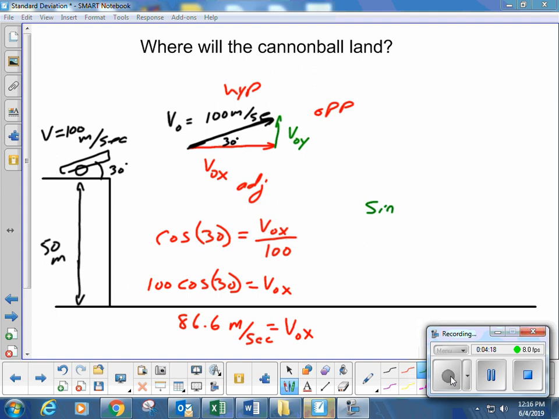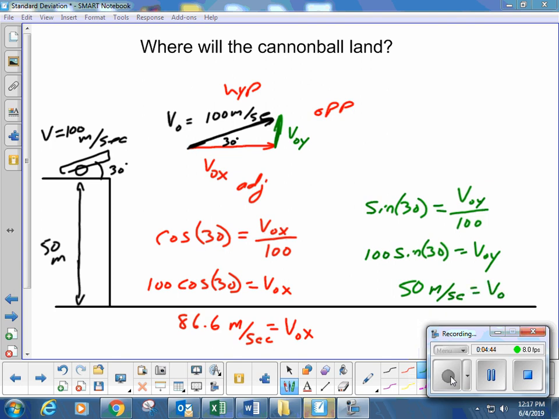So I'll say sine of 30 degrees is going to be, in this case, the opposite, which is this side here, the y. The opposite over the hypotenuse. So I'll say this is the velocity in the y direction over the 100, which is the original velocity, the black one. We cross multiply, and I got 100 sine 30 equals velocity in the y direction. I can type that in my calculator, and I get 50 meters per second is the original velocity in the y direction.